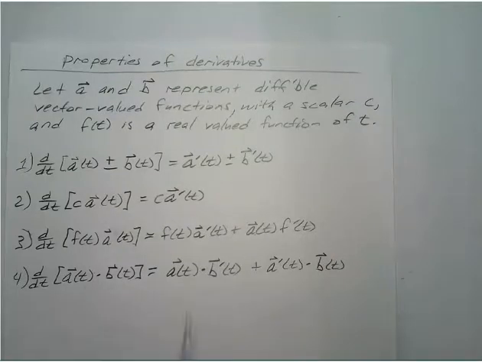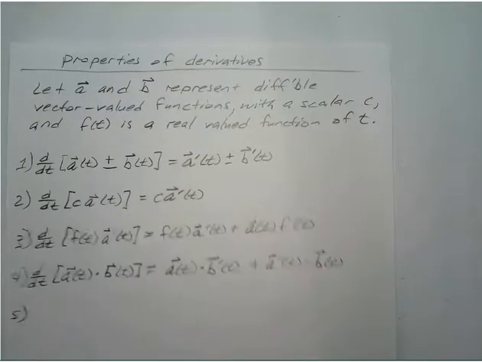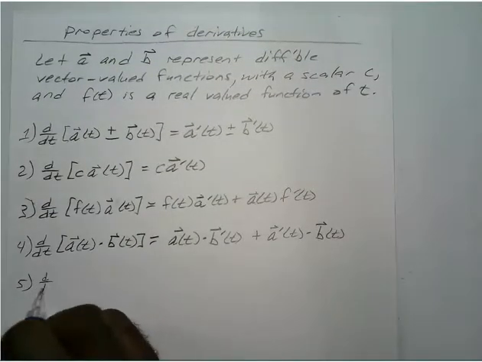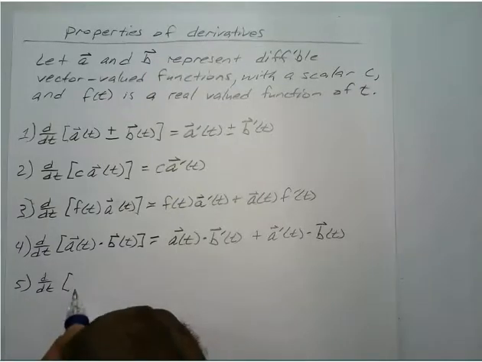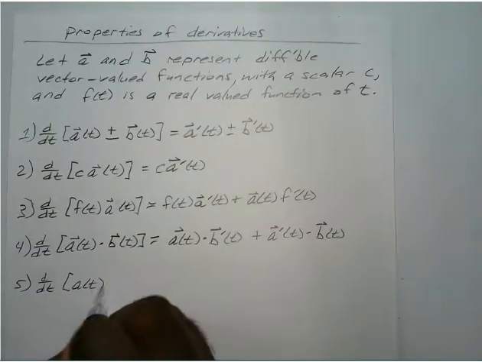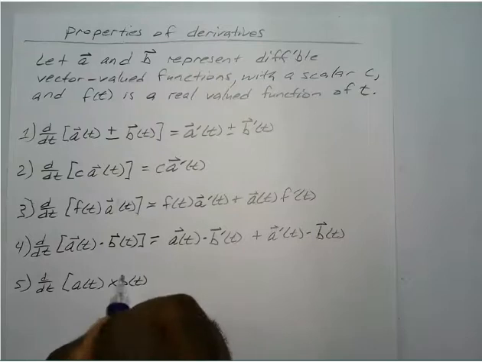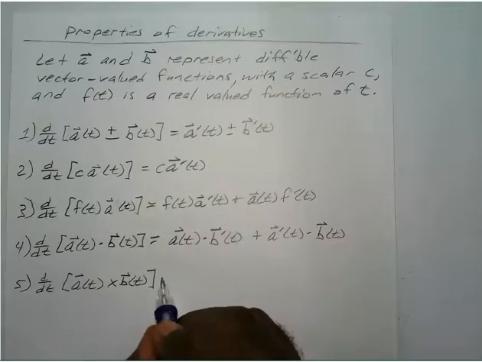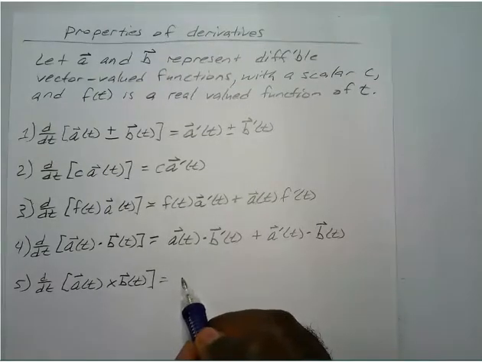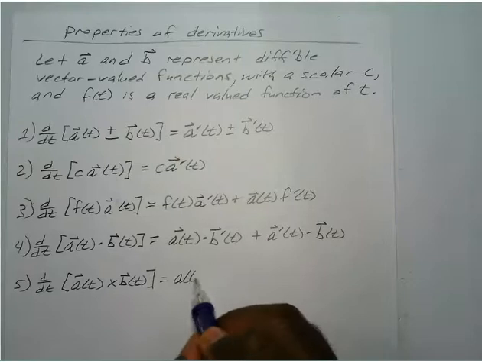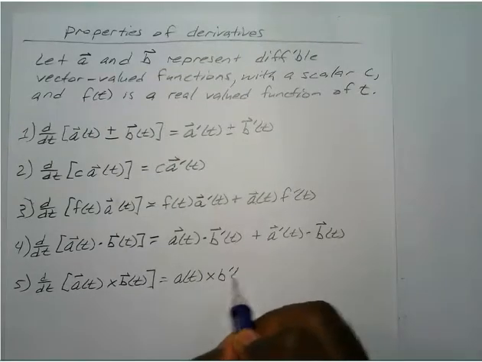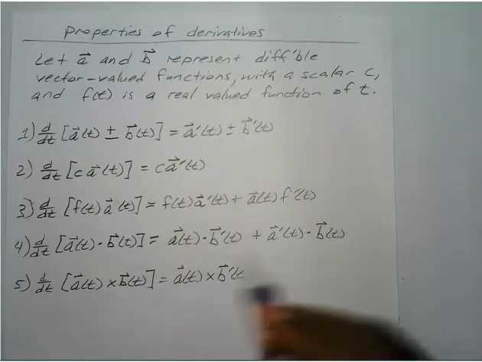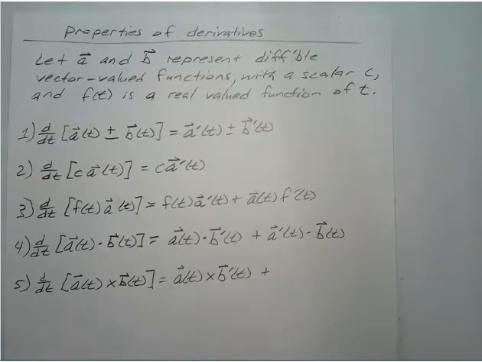Okay, and this one's proven in your textbooks. So for number 5, you have the derivative of the cross product of a and b. That's going to equal the cross product of a and b prime plus the cross product of a prime and b.